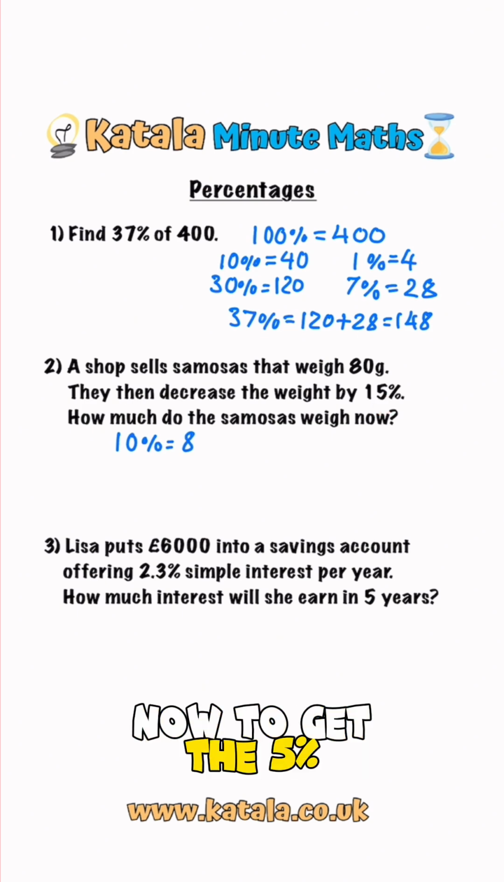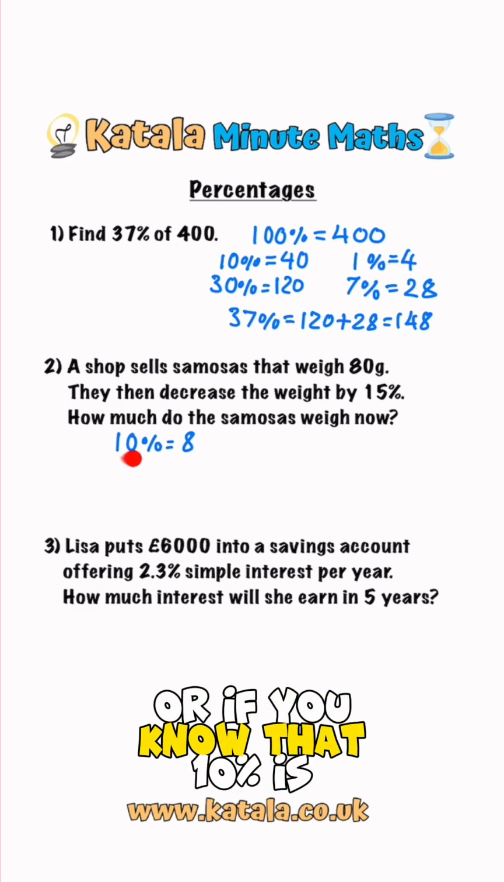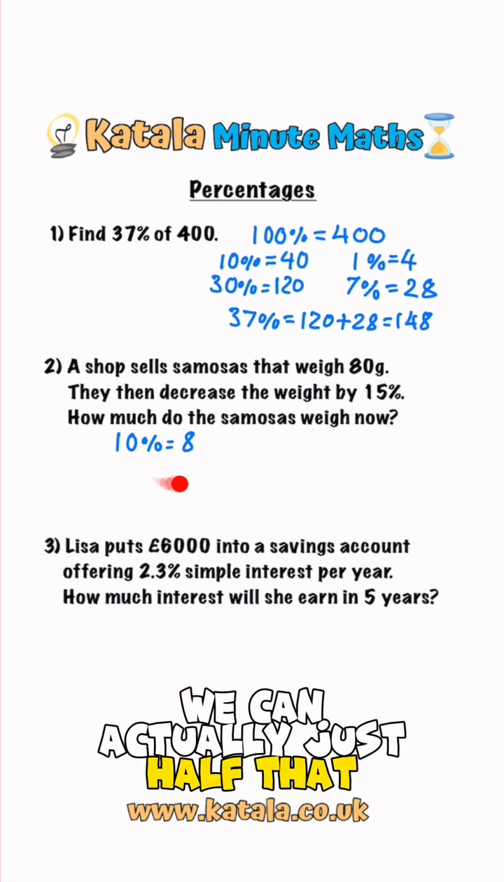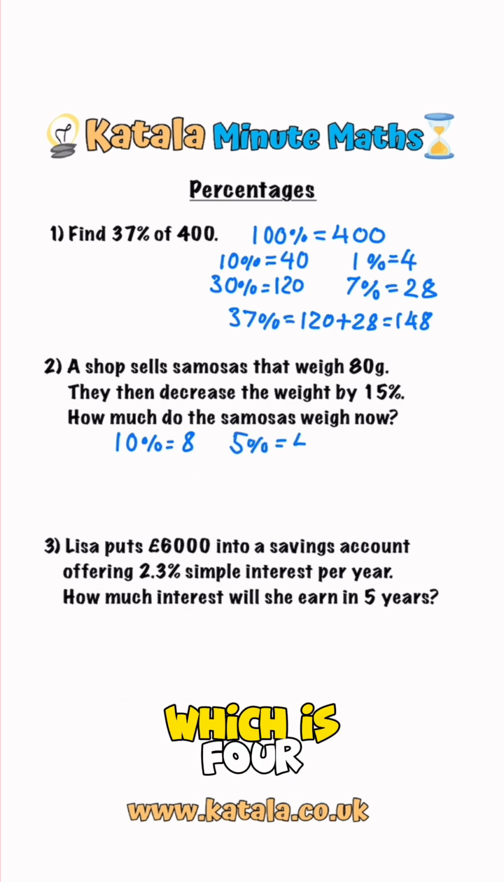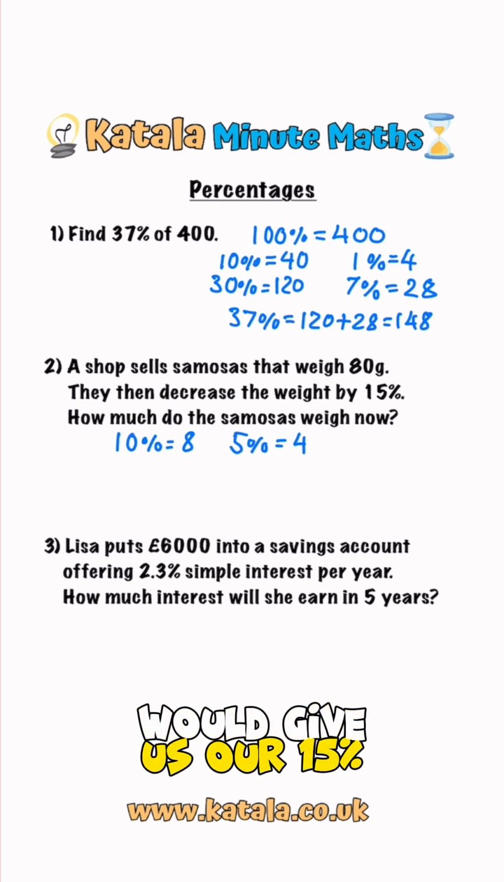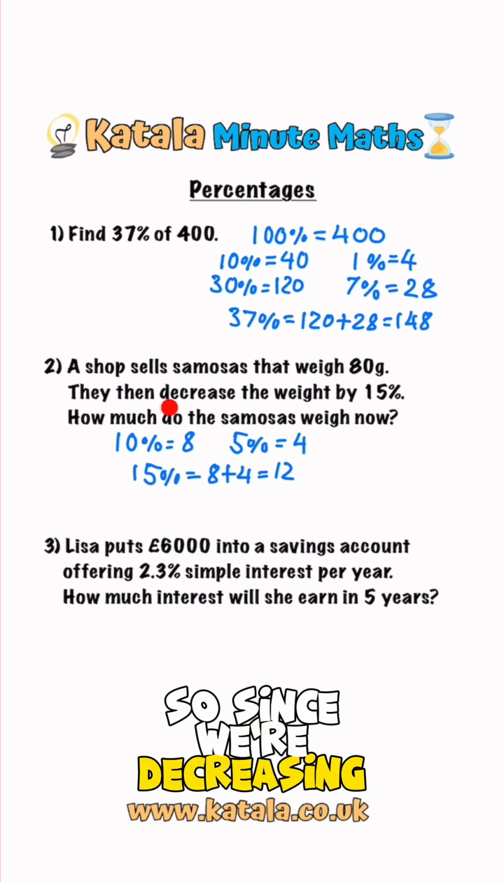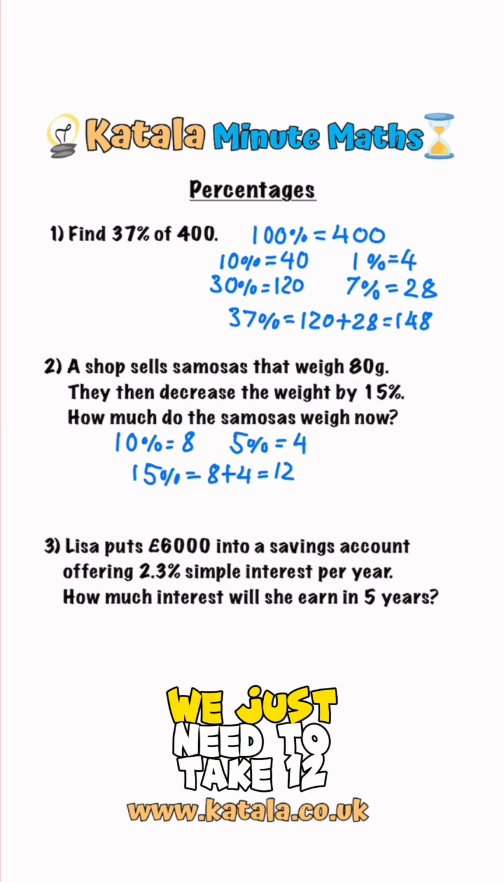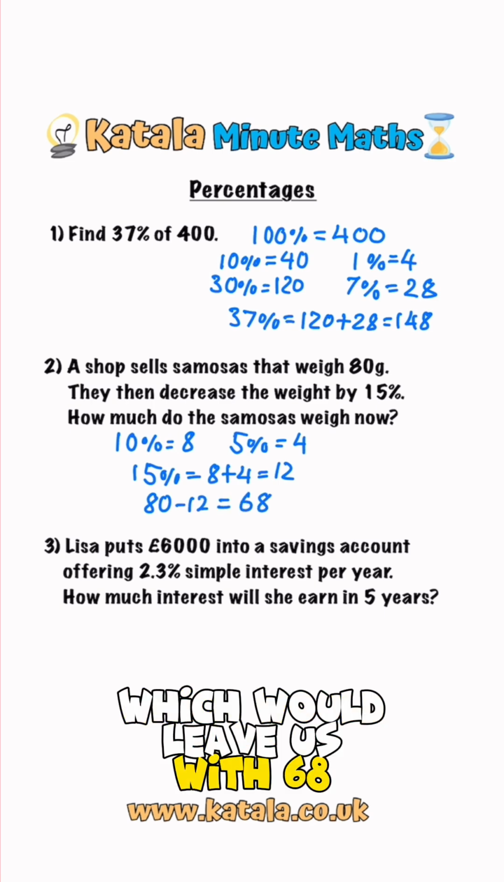Now to get the 5%, we could find 1% like we did last time and then times that by 5. Or if you know that 10% is 8, we can actually just half that to get 5%. So 5% would just be half of 8, which is 4. And then adding these two together would give us our 15%, which is 12. So since we were decreasing 80 grams by 15%, we just need to take 12 away from 80, which would leave us with 68 grams.